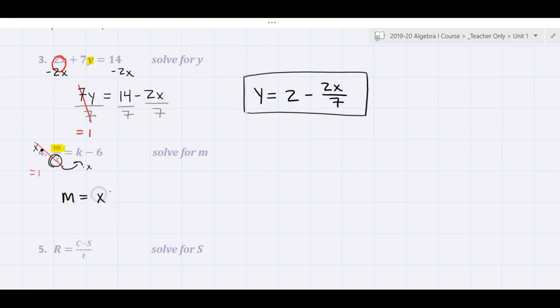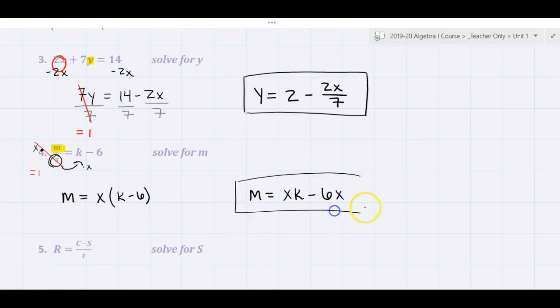And then I've got x times everything on the right-hand side of the equation. So I have m by itself, but I'm going to distribute the x through the right-hand side of the equation just to simplify it. So we have m equals x times k minus 6x, and we have successfully solved this equation for the variable m.